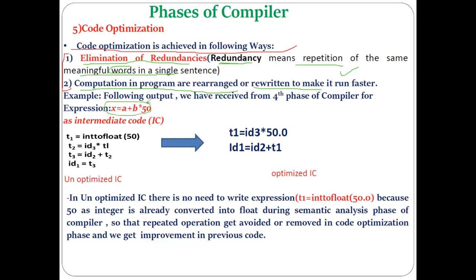In each phase we have discussed this example. For this example, we have received the output from the fourth phase of the compiler, which is intermediate code generation, for this expression. This is your intermediate code for this expression. Now how can code optimization be performed on this particular fragment of code?